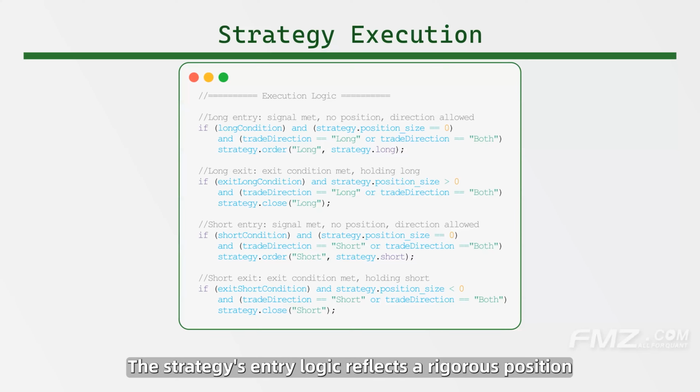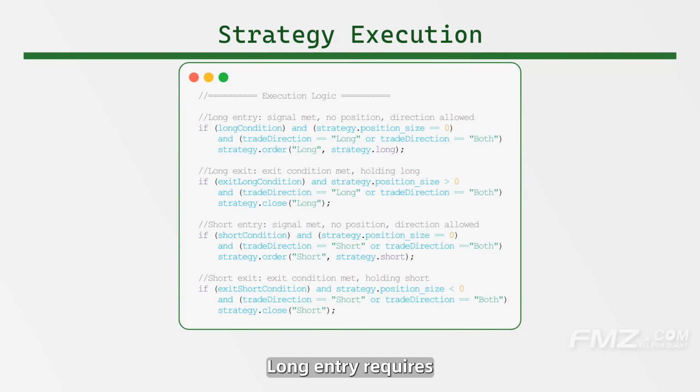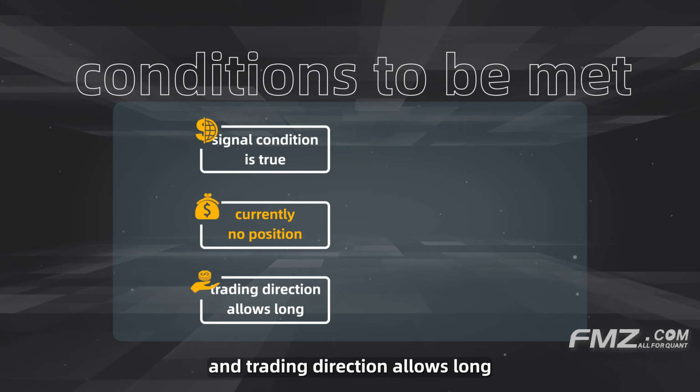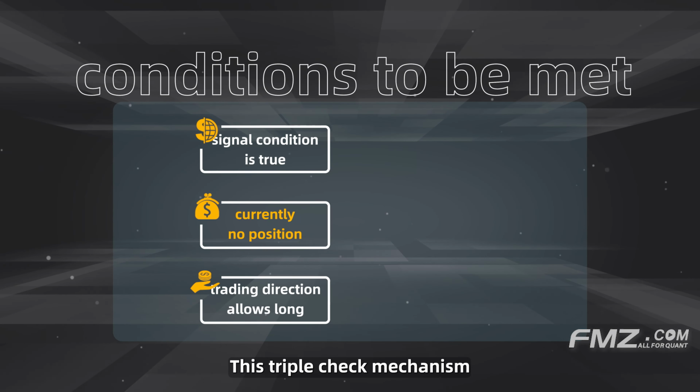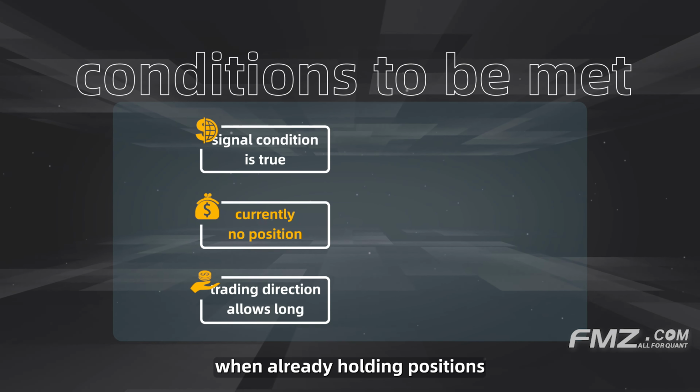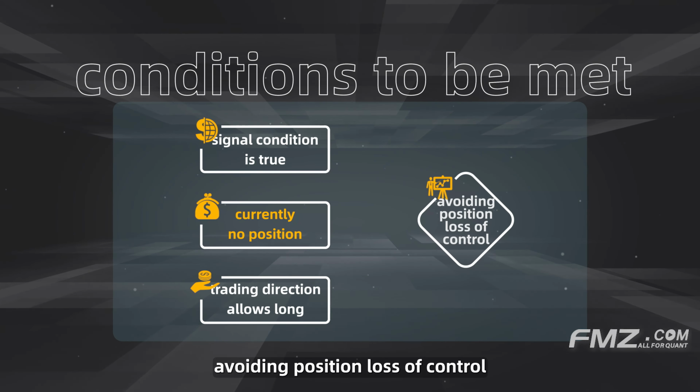The strategy's entry logic reflects a rigorous position management mindset. Long entry requires three conditions to be met simultaneously. Signal condition is true, currently no position, and trading direction allows long. This triple check mechanism ensures the strategy will not repeatedly open positions when already holding positions, avoiding position loss of control.